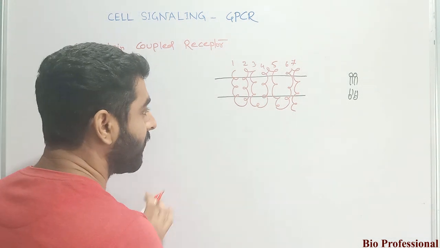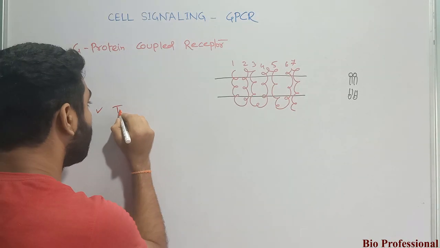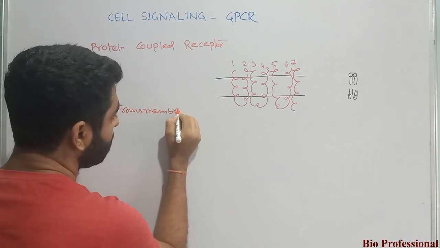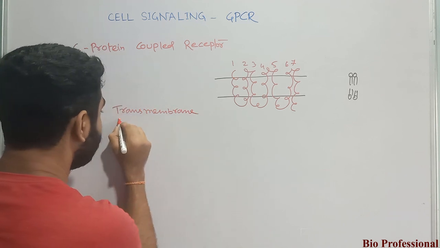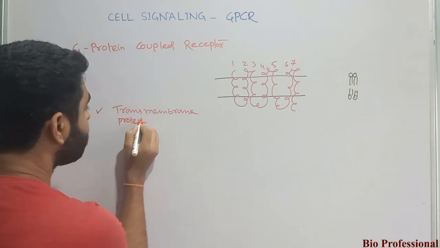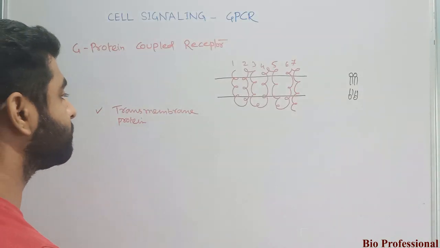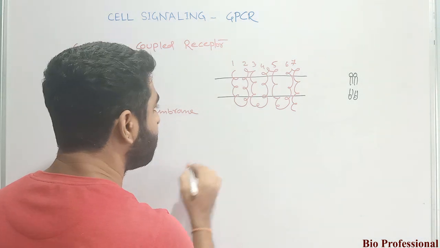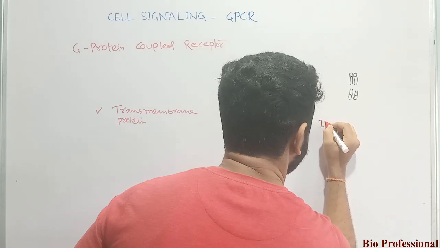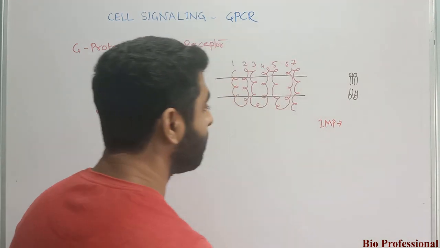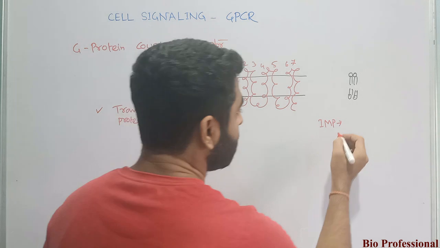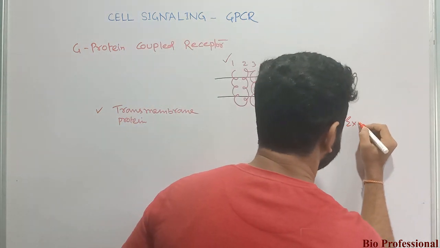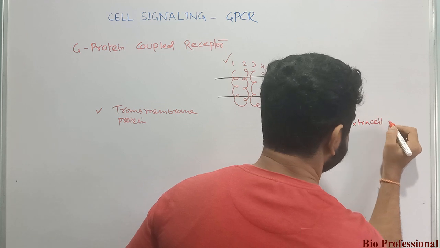So we can call it a transmembrane protein. Why is it called a transmembrane protein? We can also call it an integral membrane protein. Why integral membrane protein? Because it has an extracellular domain.